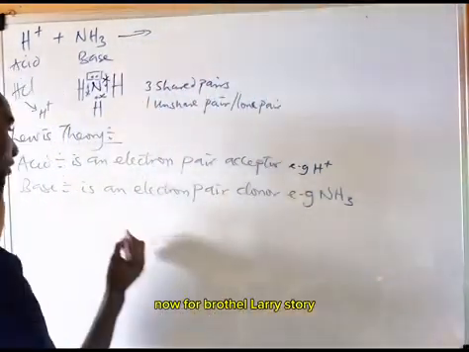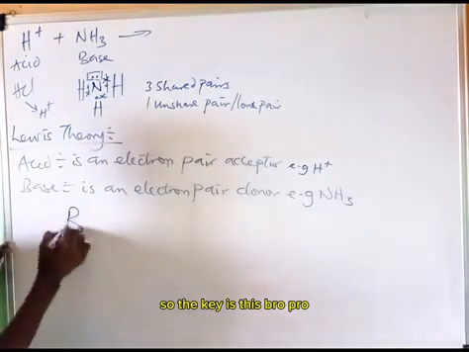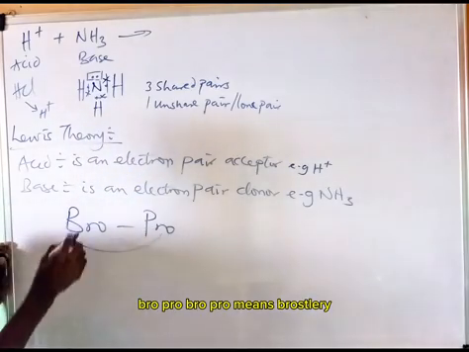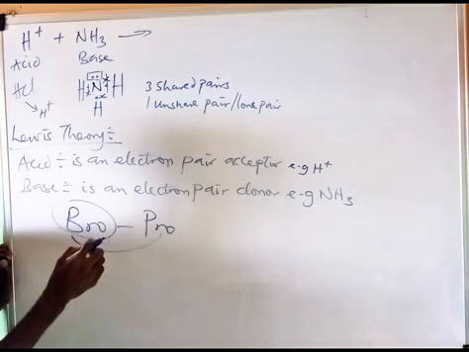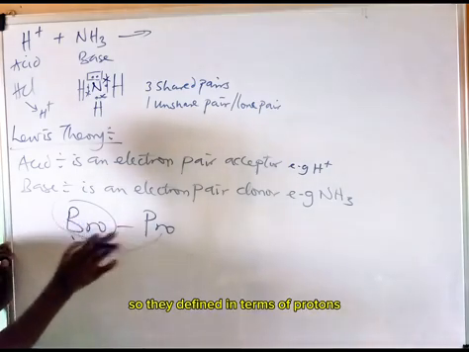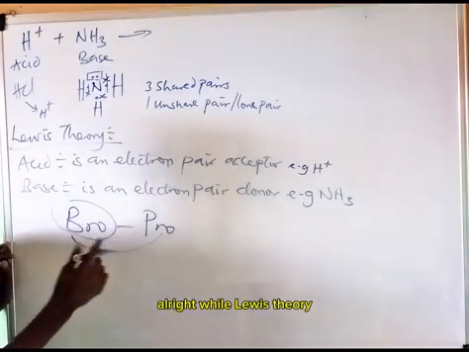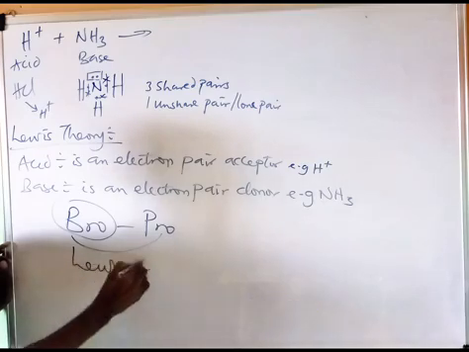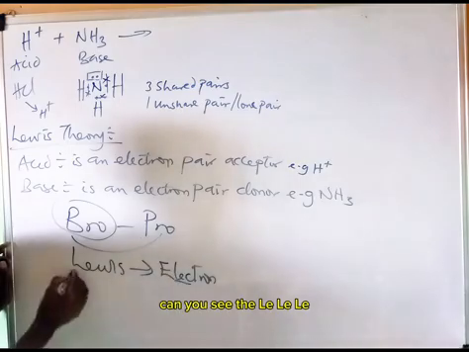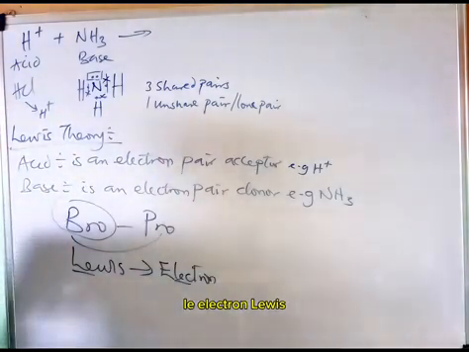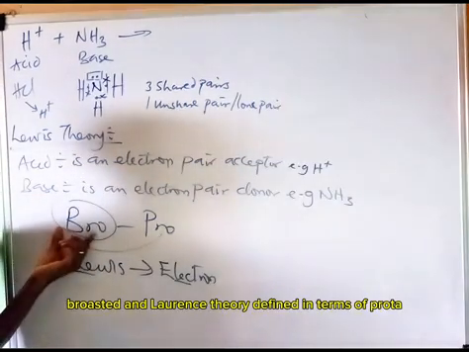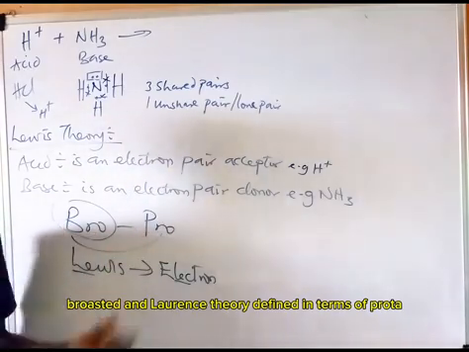Now for Bronsted-Lowry's theory, the key is this: Bro-Pro. Bro-Pro means Bronsted-Lowry, the concept is about proton. So they defined in terms of protons. While Lewis theory, Lewis is electron. So Lewis defined in terms of the electron, Bronsted and Lowry's theory defined in terms of proton.